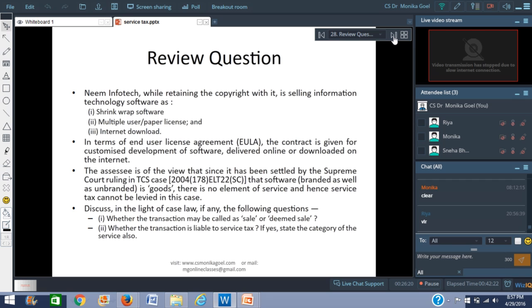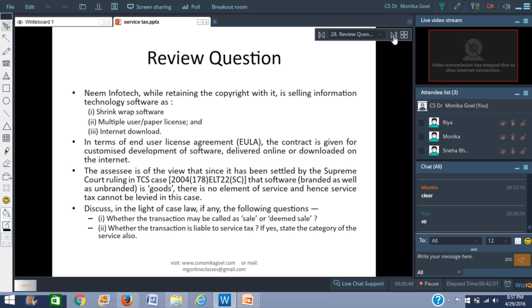The assessee is of the view that since it has been settled by the Supreme Court ruling in the TCS case that software, branded as well as unbranded, is goods, there is no element of service and hence service tax cannot be levied in this case. It said that we are selling software, whether branded or unbranded, we should be considering it as goods, and there should not be any service element involved.